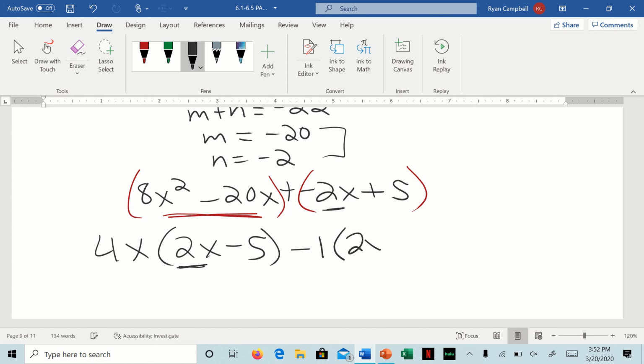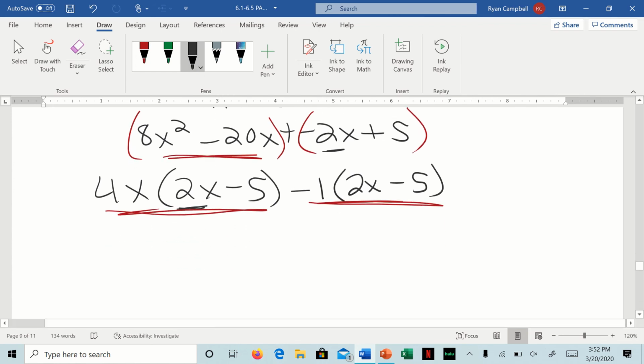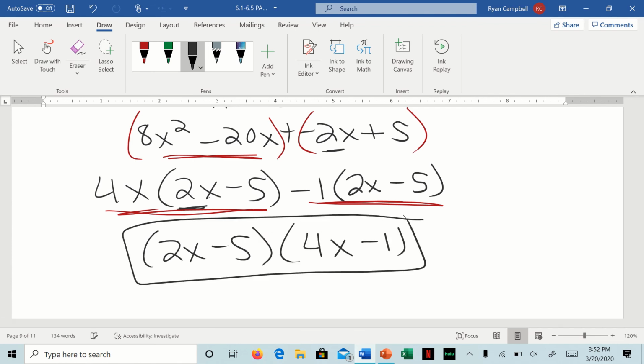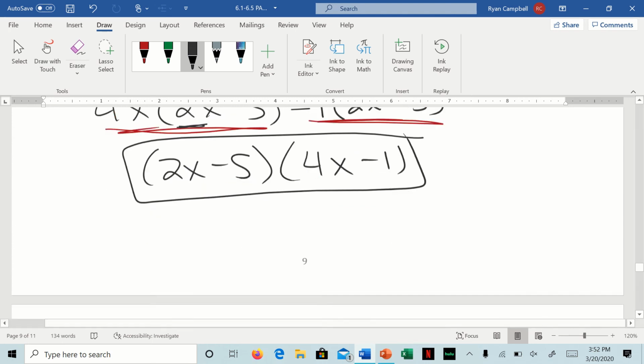So we're left with 2x minus 5, right? What times negative 1 is negative 2x? Positive 2x. What times negative 1 is positive 5? Negative 5. Perfect. We end up with a common term between the two, which is 2x minus 5. What are we left with? 4x minus 1. Good. Last problem.